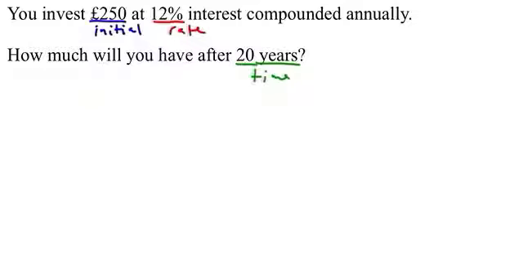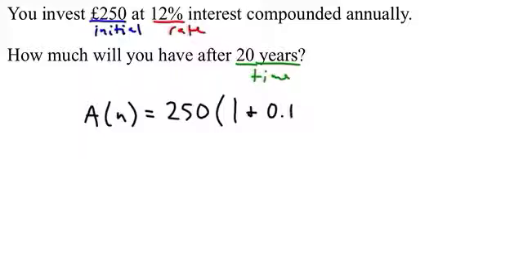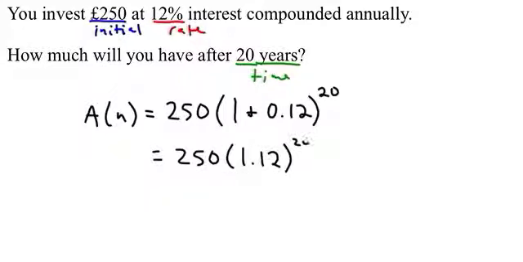So if I want to know how much money I will have after 20 years, if I start with $250, then I will just say the amount after n years is equal to 250 times 1, and that's that 100% here, plus my rate, which is 1.12 to the power of 20, the number of years. Or I can simplify this, and this is just 250 times 1.12 to the power of 20.